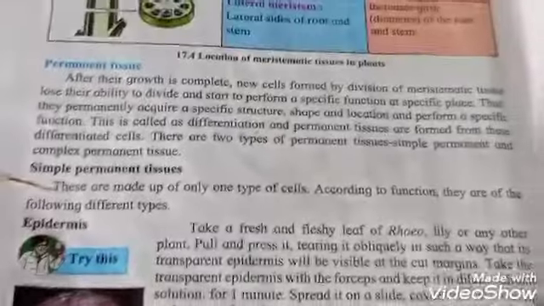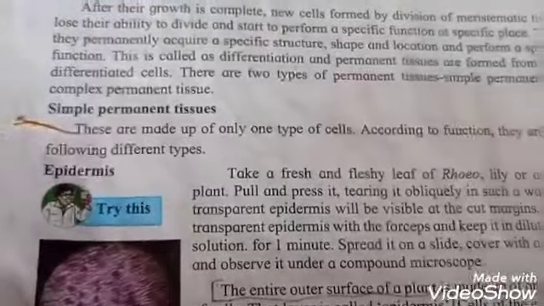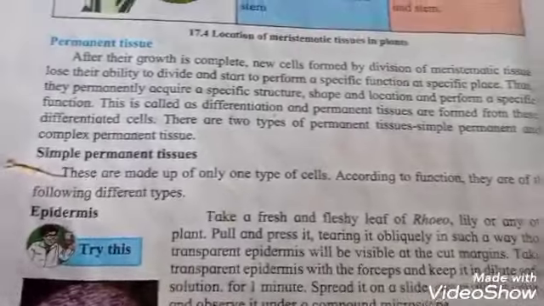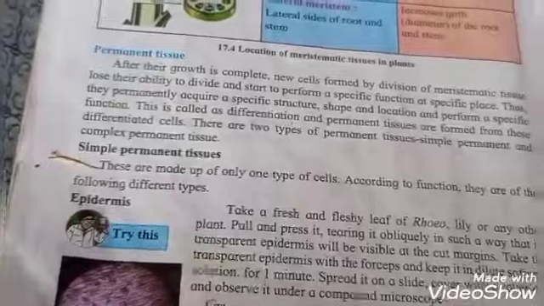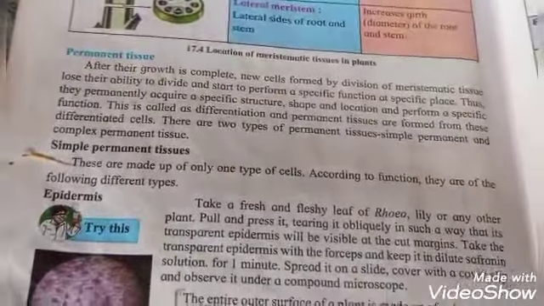The first is the simple permanent tissue. These are made of only one type of cell. According to function, they are of the following different types. First is the epidermis. Epidermis means पृष्ठभागीय ऊती.